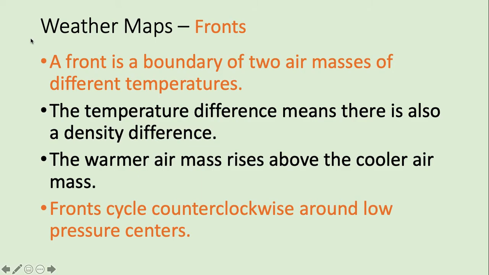A front is a boundary of two air masses of different temperatures. The temperature difference means there is also a density difference. The warmer air mass rises above the cooler air mass. Fronts cycle counterclockwise around low pressure centers.